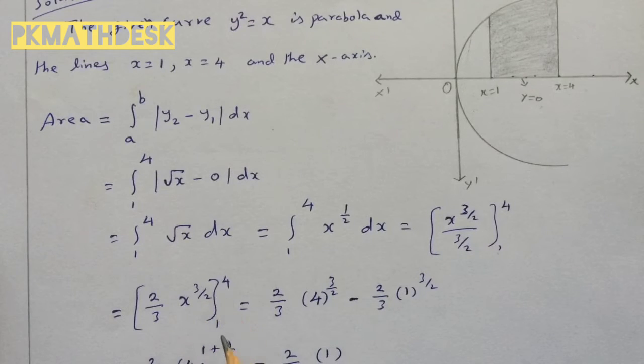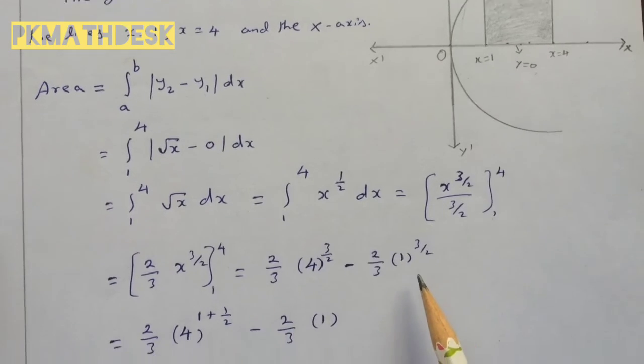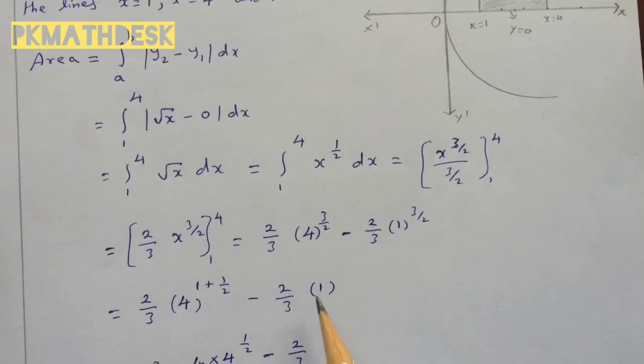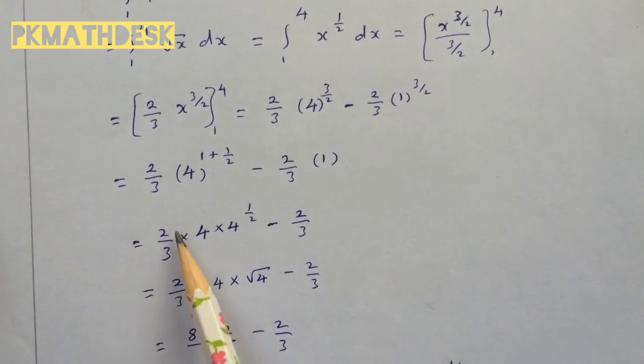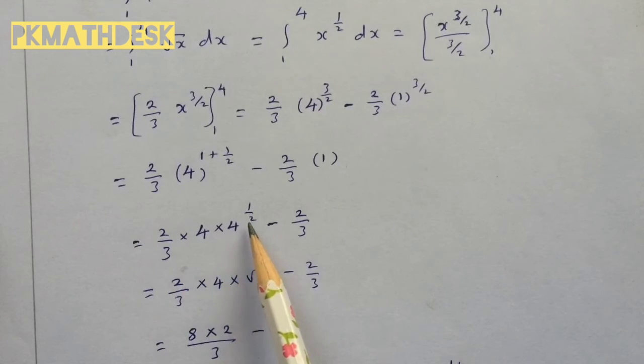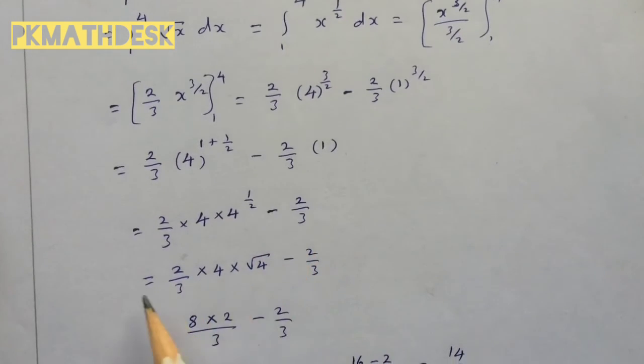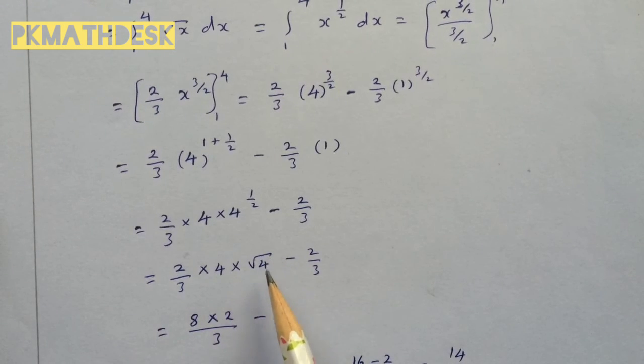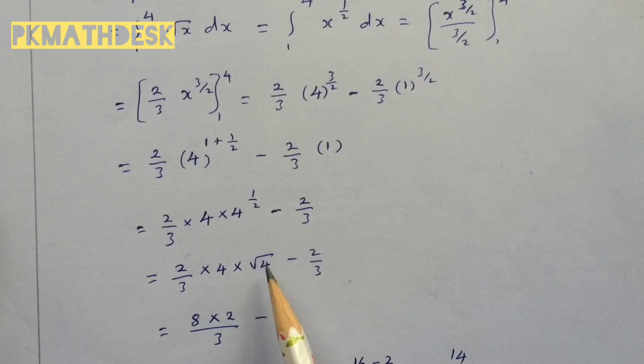Taking the reciprocal of 3 by 2, that is 2 by 3 into x power 3 by 2, limit 1 to 4, that is equal to 2 by 3 into, substituting the upper limit x equal to 4, 4 power 3 by 2, minus 2 by 3 into 1 power 3 by 2. 1 power anything equals 1. That is equal to 2 by 3 into 4 power 1 plus 1 by 2 minus 2 by 3 into 1, equal to 2 by 3 into 4 into square root of 4 minus 2 by 3. Square root of 4 equals 2.